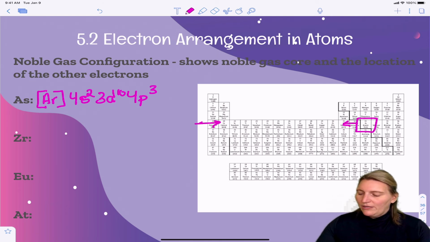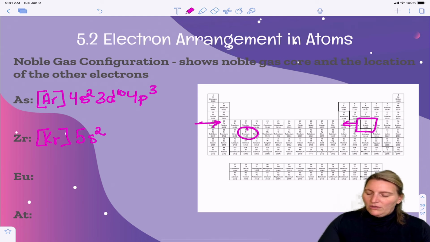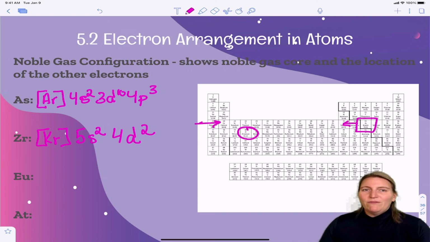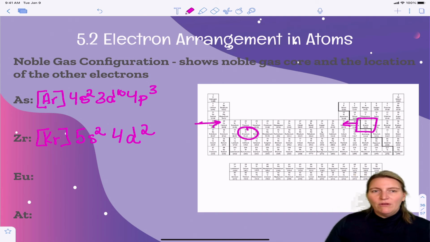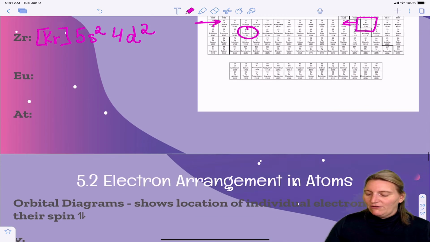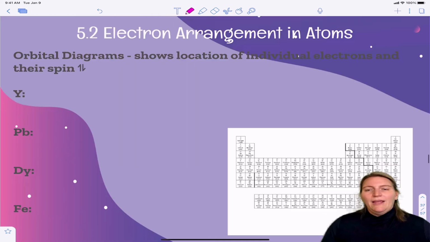Right? Zirconium. Zirconium is over here at number 40. What's the noble gas that comes before that? Krypton. And then you would go to 5s2 and then 4d2. Find the last two. I believe it's europium and astatine. Find those two, complete those noble gas configurations, and we'll check those in class the next day.